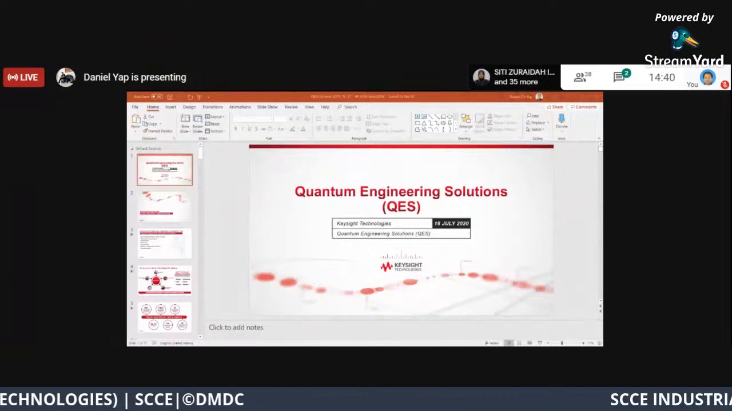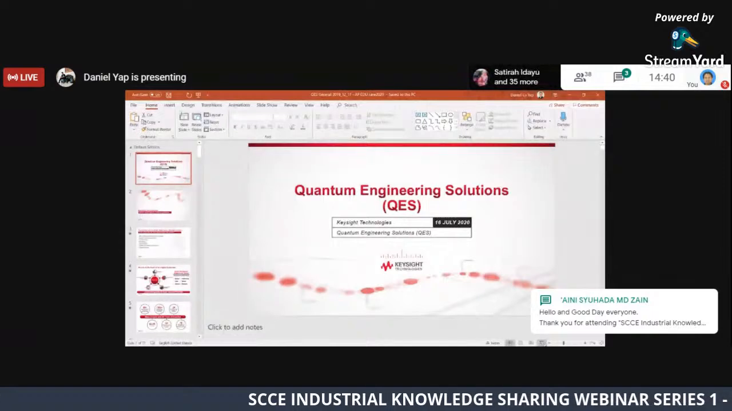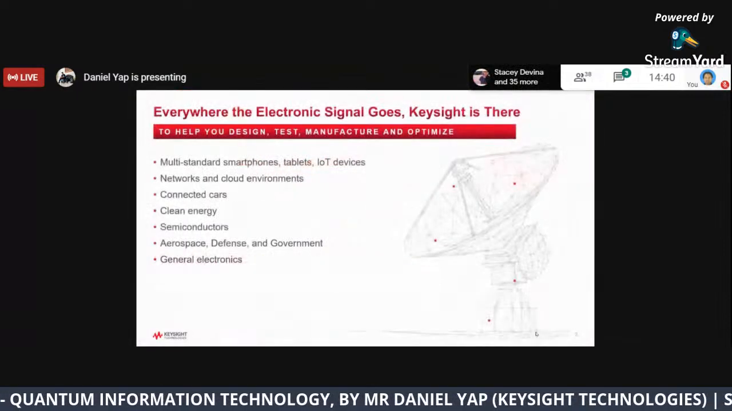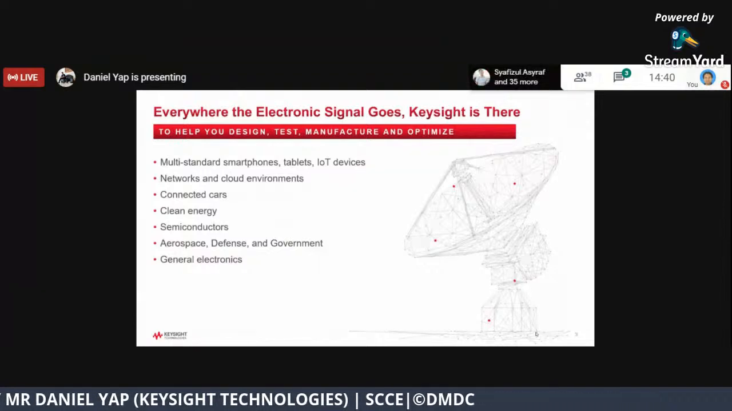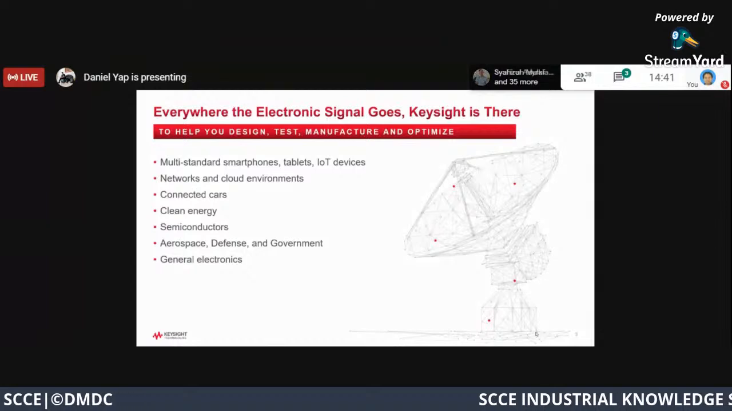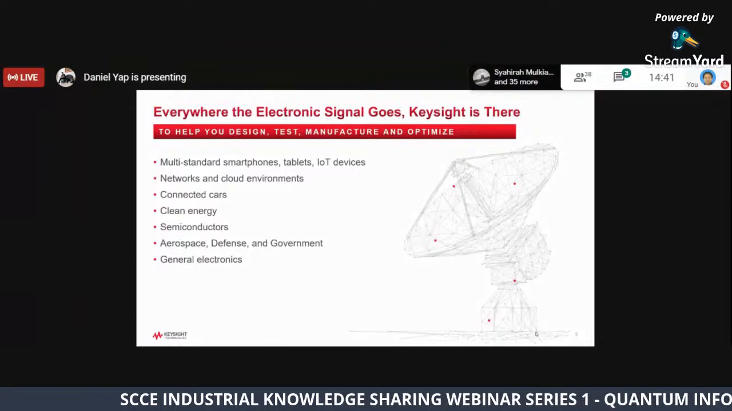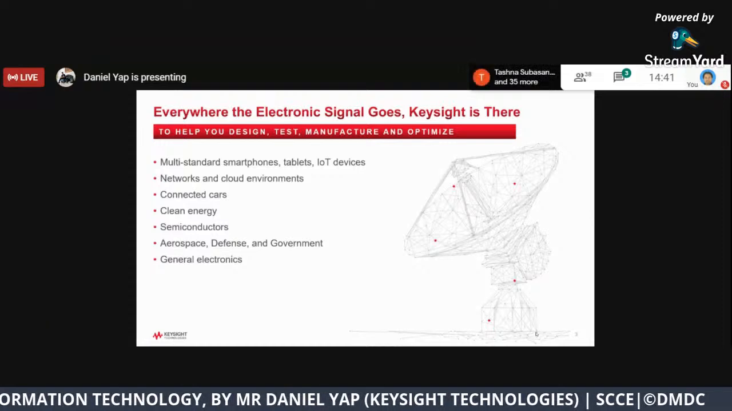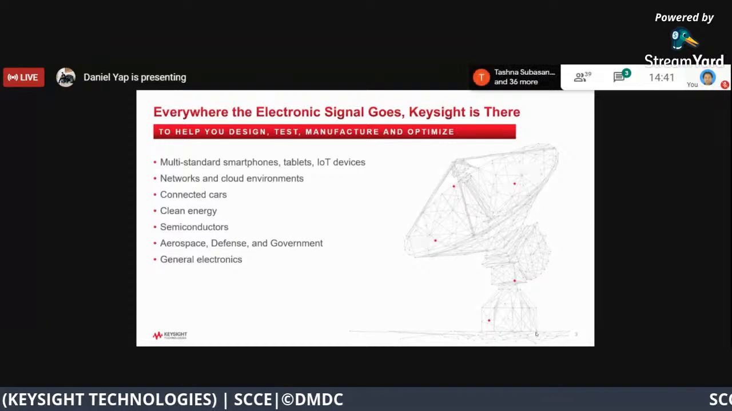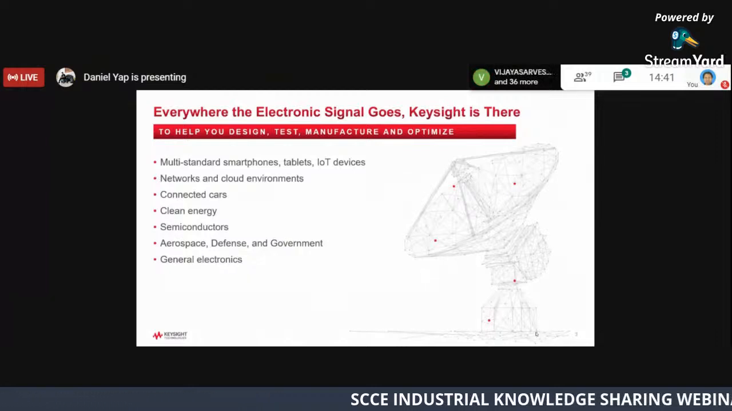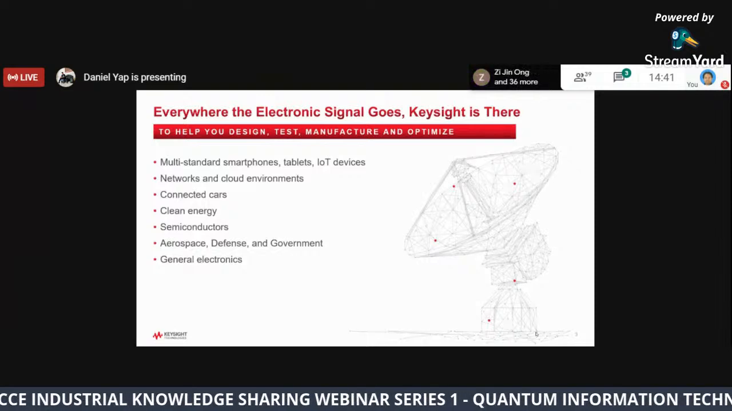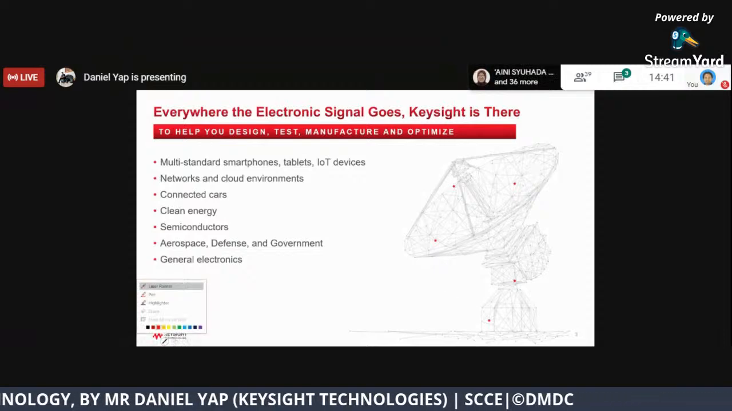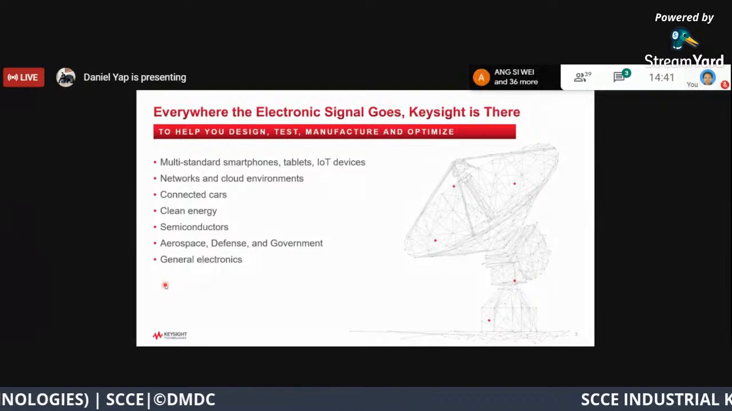So probably I'll start with a brief introduction about Keysight. Who is Keysight? Maybe some of you are still very new and not familiar with the name Keysight Technologies. Well, we are here and everywhere in electronics, wherever the electronic signal goes. We are in the business of looking into all sorts of consumer or industrial products that you see today, like smartphones and tablets. When we talk about autonomous vehicles, we are there as well. We look into how vehicles communicate with each other. All this requires a lot of network protocols and signals. You can see the list down here: clean energy, semiconductor, aerospace and defense, and also general electronics.